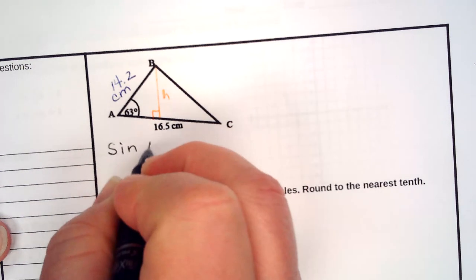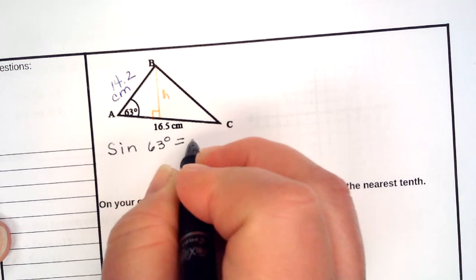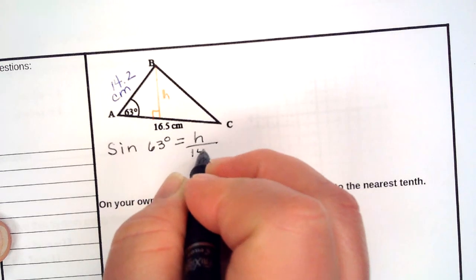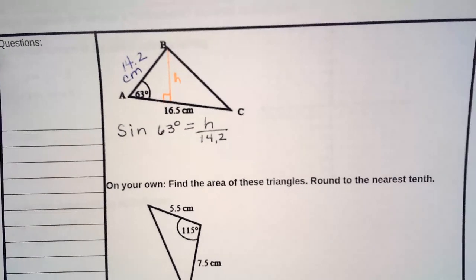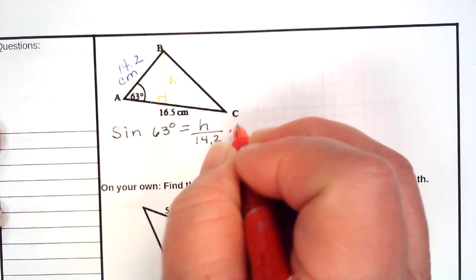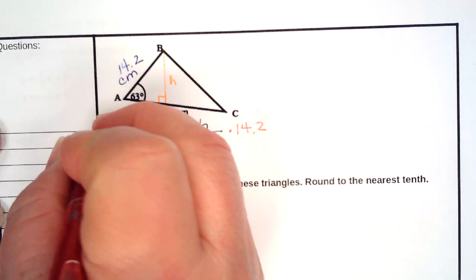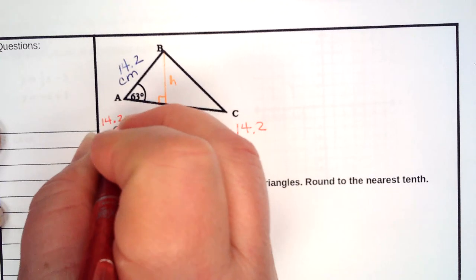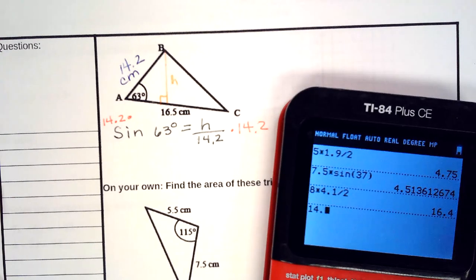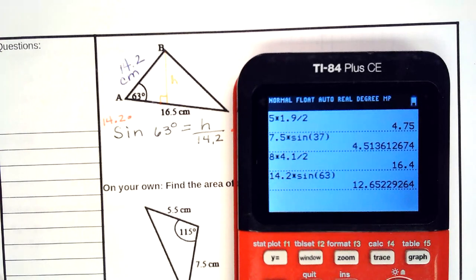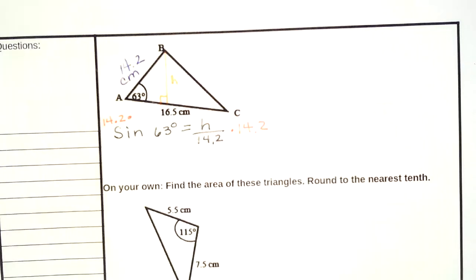So the sine of 63 degrees is equal to h divided by 14.2. I've divided by 14.2. How do I undo that? Well, you undo it by multiplying by 14.2. 14.2 times the sine of 63 degrees is equal to 12.65. That's approximately 12.7.